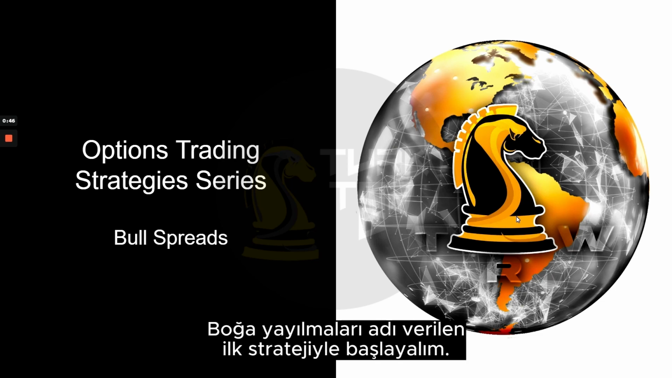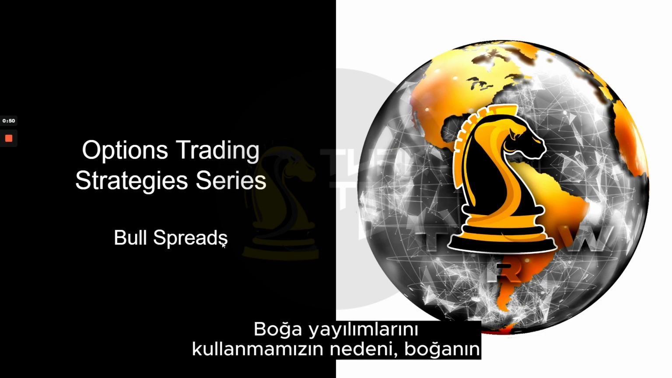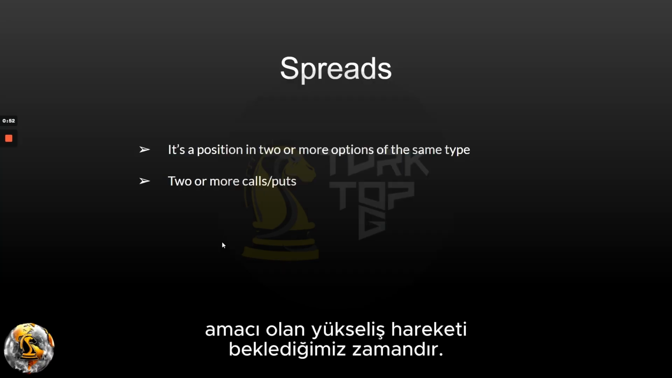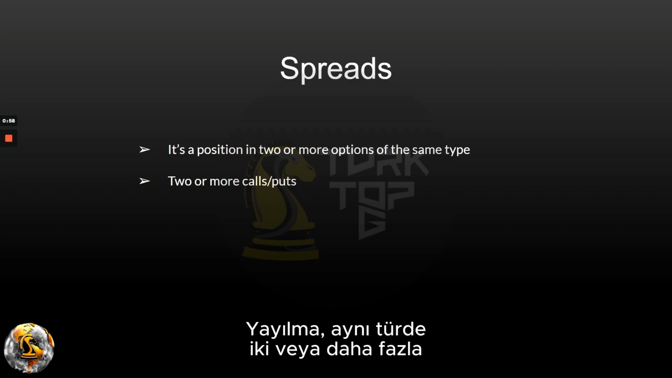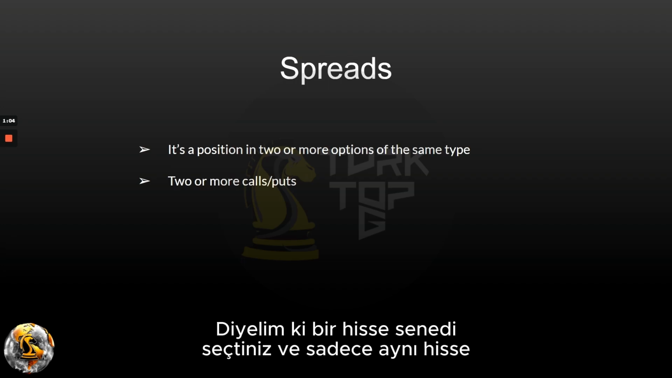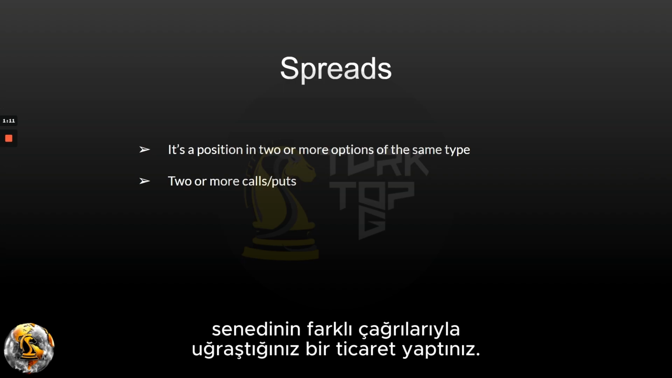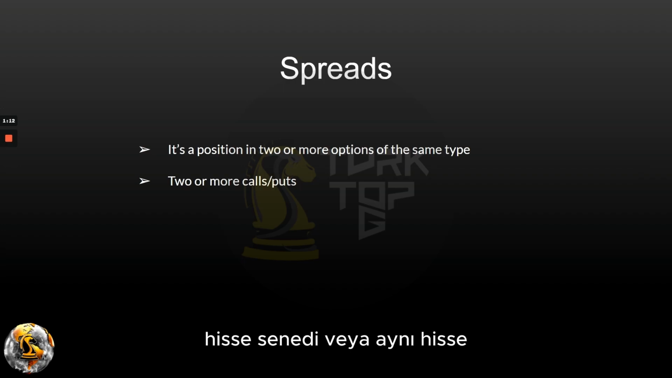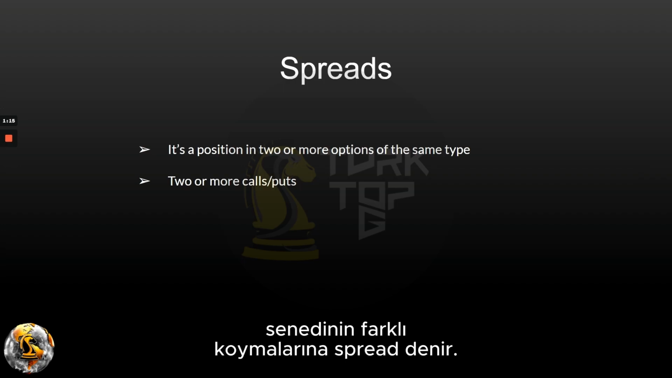Let's start with the first strategy called bull spreads. The reason we use bull spreads is when we expect bullish action. That's what the bull is for. What is a spread? A spread is when you put on a trade where you have two or more options of the same type. So let's say you pick a stock and you put on a trade where you're dealing with calls of the stock, just different calls of the same stock or different puts of the same stock. It's called a spread.